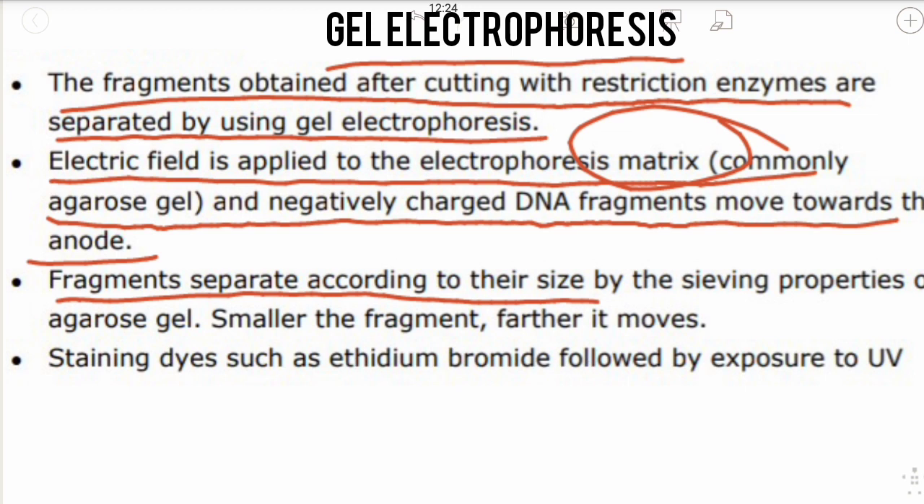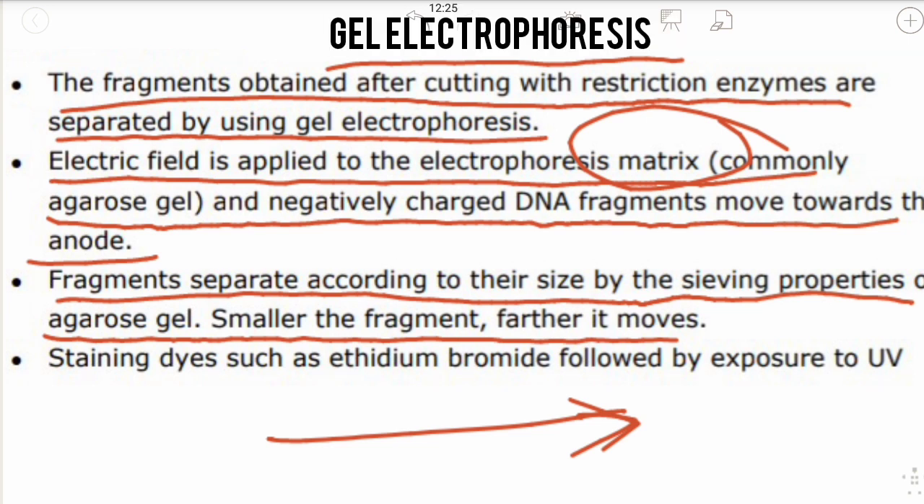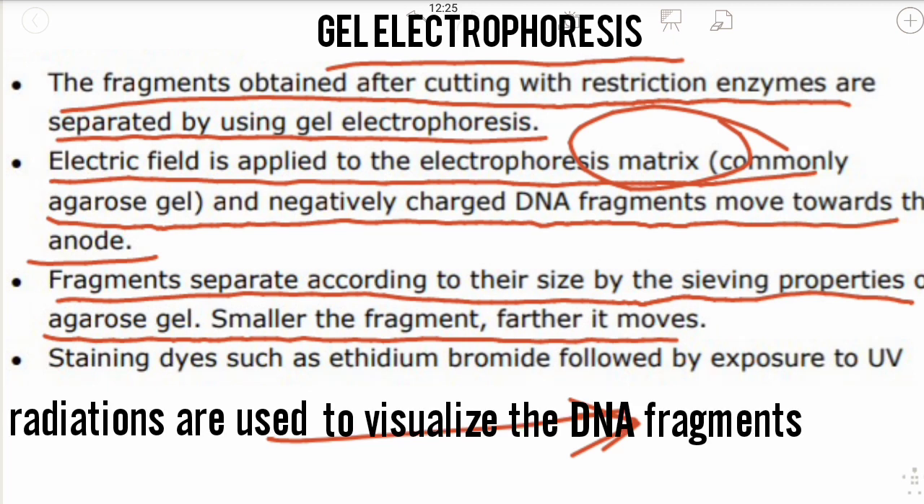Fragments separate according to their size by the sieving property of the agarose gel. The smaller the fragment, the farther it moves. Small molecules move very fast because of their size, whereas big molecules move very slowly because of their size. Fragments separate mainly on the size and the sieving effect of the agarose gel. Simple.